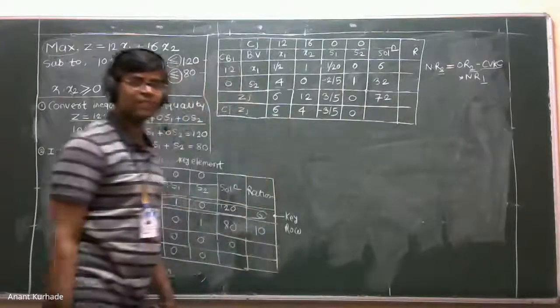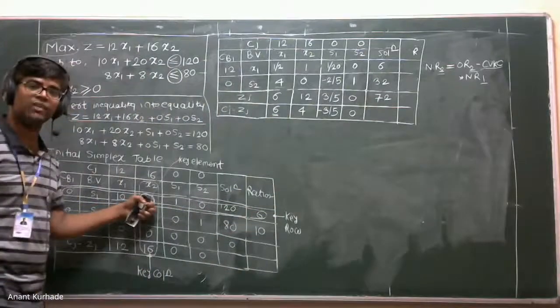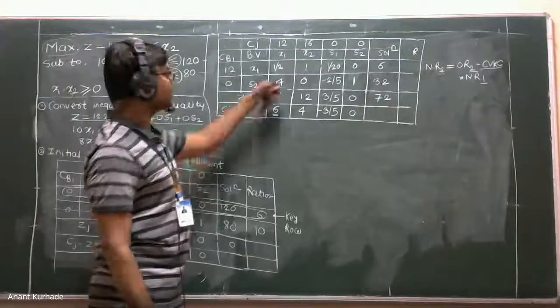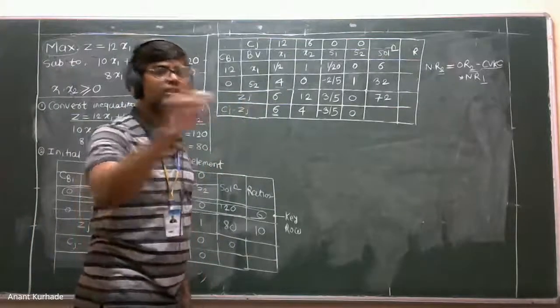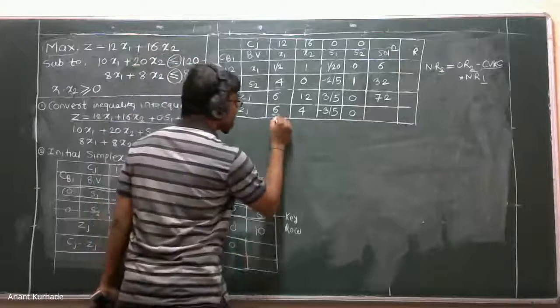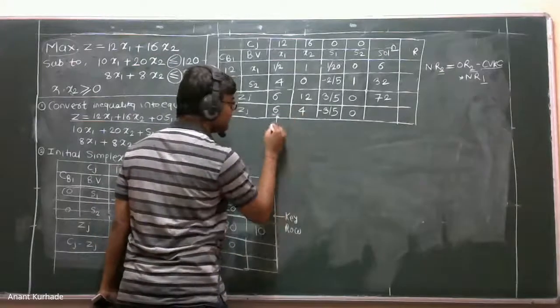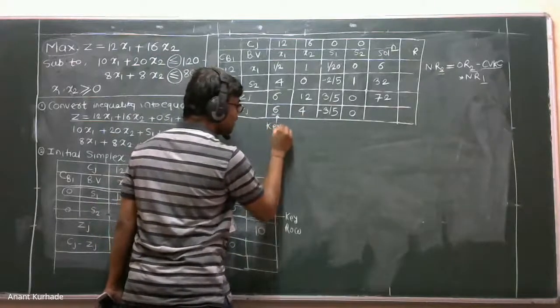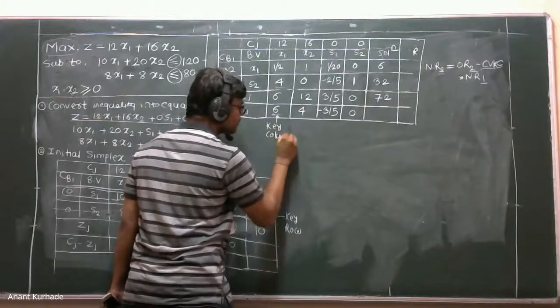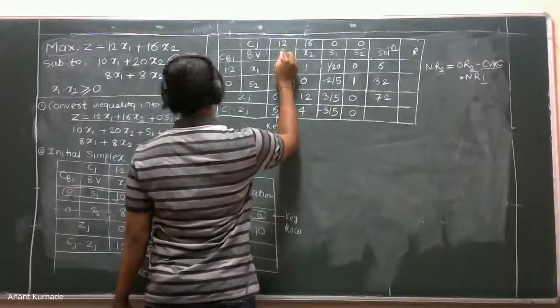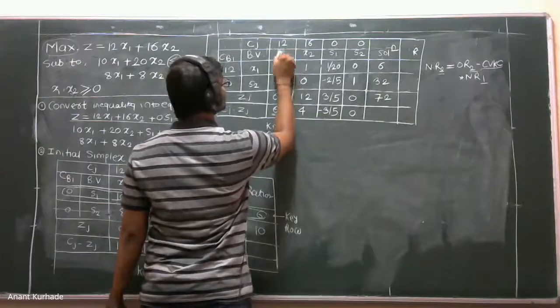So first column. Yes, here it is second column as a key row. Now key column here 100% you will find first column as a key column. So we have assigned it because 6 is maximum. So you can write here key column.